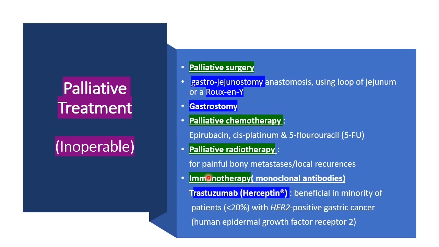These days, immunotherapy has also become important, with the use of monoclonal antibodies. Okay, trastuzumab or Herceptin has become an important drug in immunotherapy because some of these cancer cells are HER2 positive and they respond to Herceptin treatment.